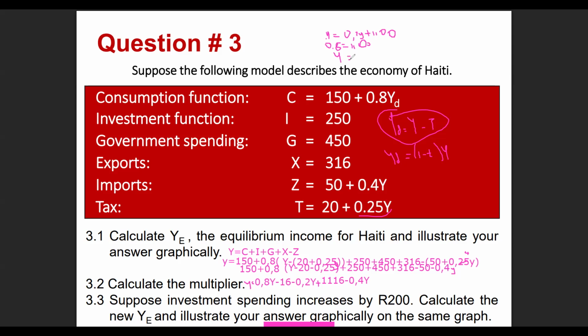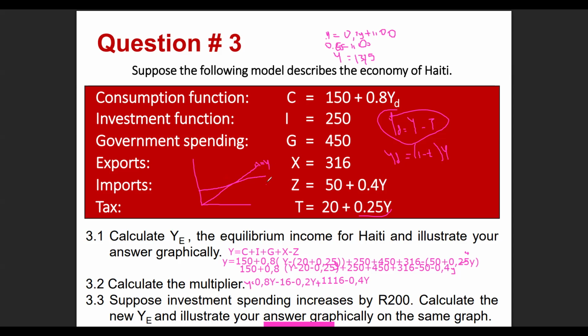So 1,100 divided by 0.8, you get 1,375. Right, so this is supposed to be 0.8y. And then this is your equilibrium income. So now to draw the graph, you just draw something like this. And then this is your 45-degree line where your aggregate expenditure A is equal to your income.